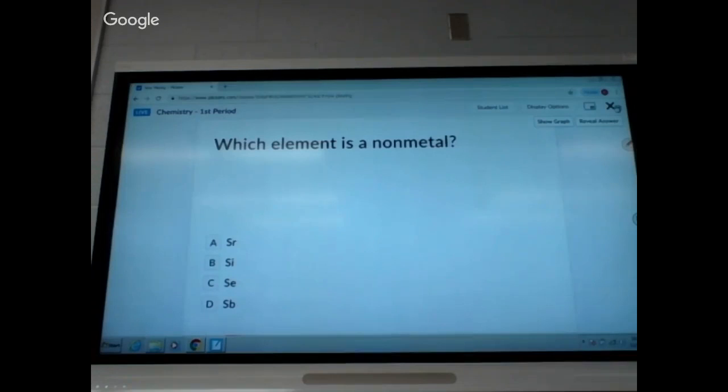There we go. All right, I got 2 wrong answers. Both of the ones that were wrong, people picked metalloids. Oh, man. Oh my God. Si and Sb were the wrong answers that people picked, and Si and Sb are metalloids.